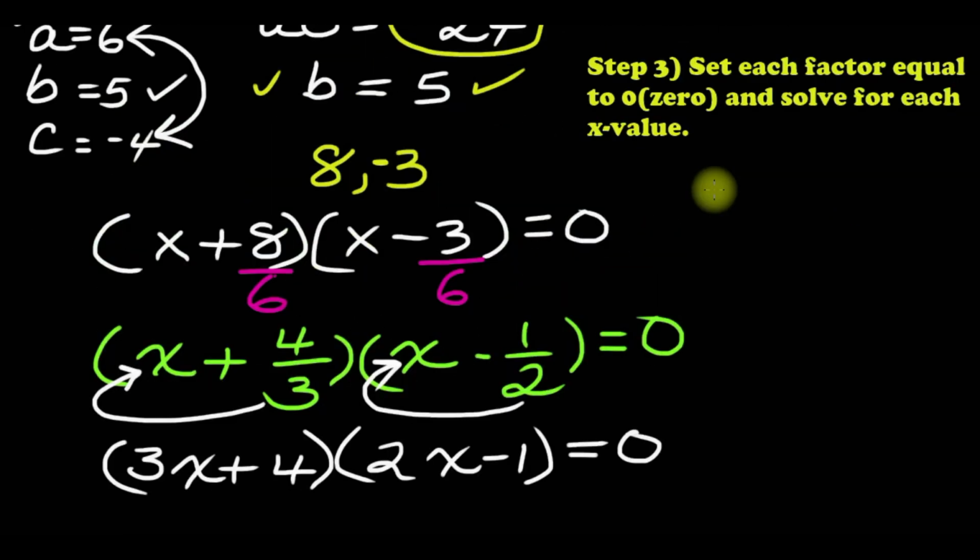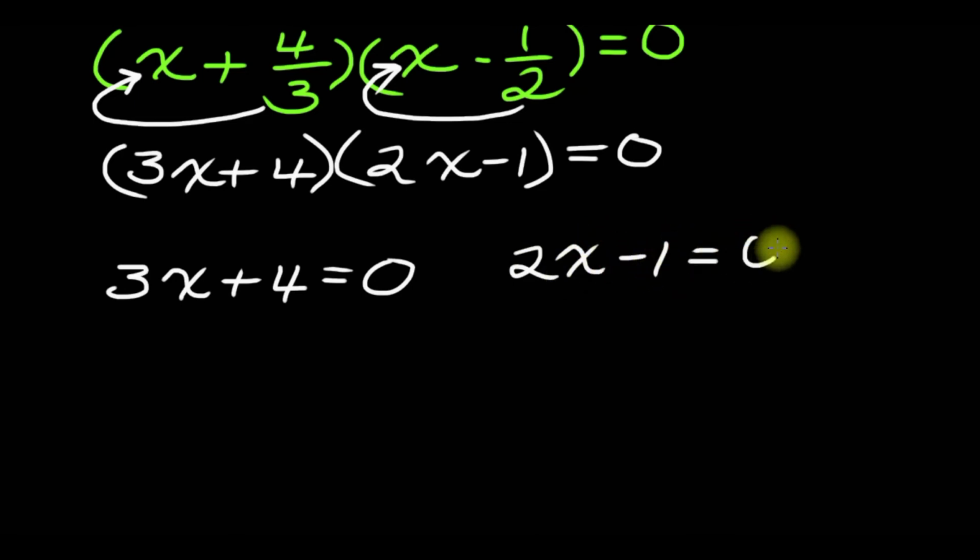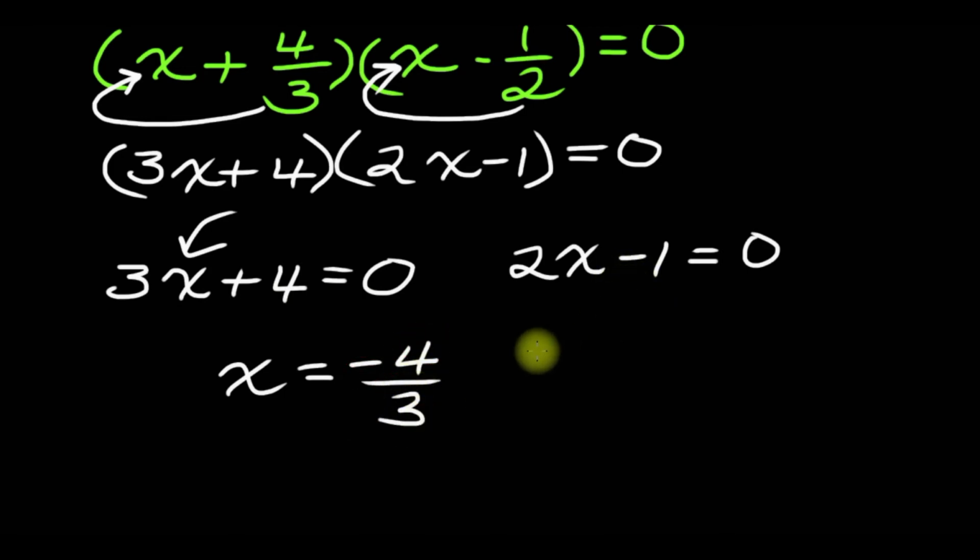Well, the next step is to set each factor equal to 0 and then solve for x. So we're going to set each one equal to 0 and then solve for what x is. One of the factors is 3x plus 4, so we do 3x plus 4 equals 0. And the other one is 2x minus 1 equals 0. And then we solve here. You can do this in your head. Solving for x, we subtract 4 and divide by 3, so we get -4/3. Here we add 1, divide by 2, so you get 1/2.